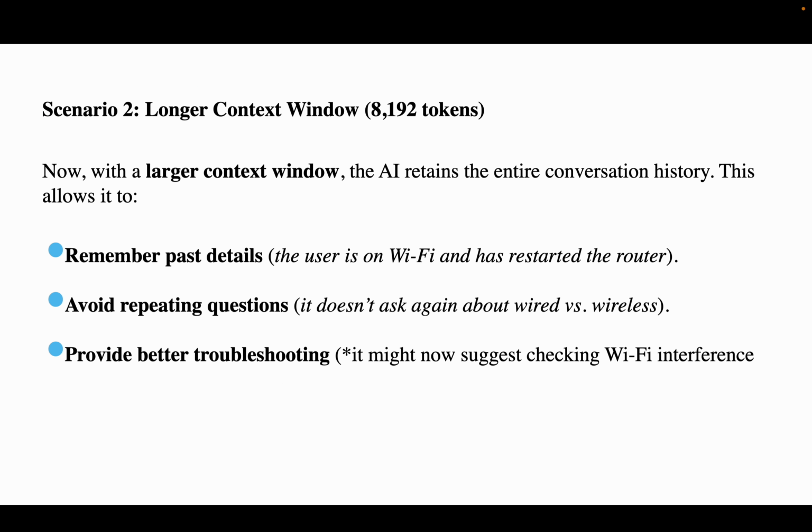Scenario 2, where it's a longer context window. Suppose there is a longer context window of 8192 tokens. Now, with a larger context window, the AI retains the entire conversation history. This allows it to remember the past details, like the user is on the Wi-Fi and has restarted the router already to resolve this issue. It avoids repeating questions, like it does not ask again and again whether it's wired or wireless. It provides better troubleshooting. It might not suggest checking the Wi-Fi interference, etc.